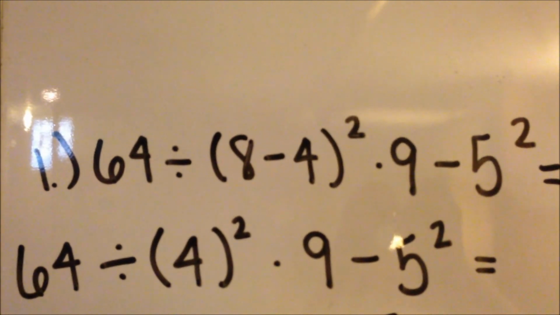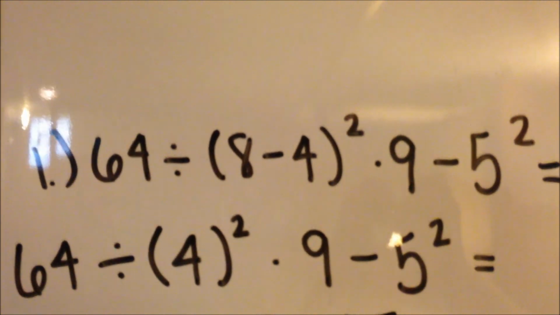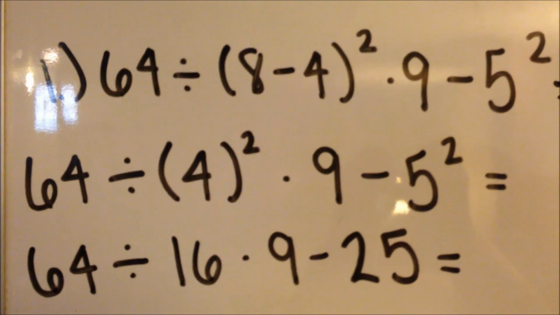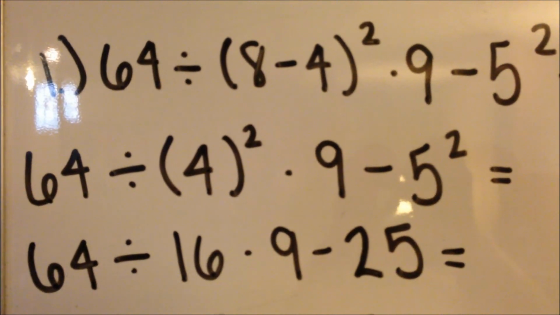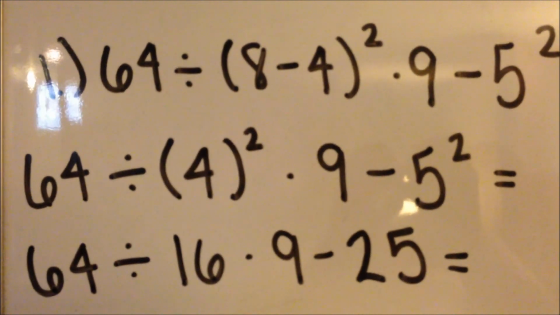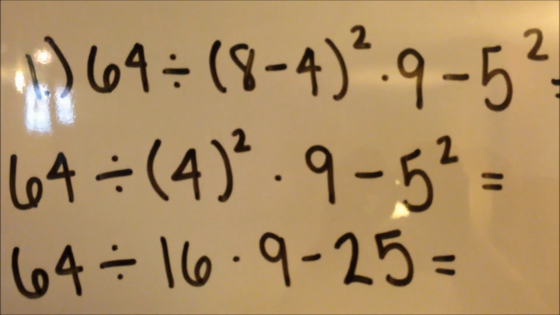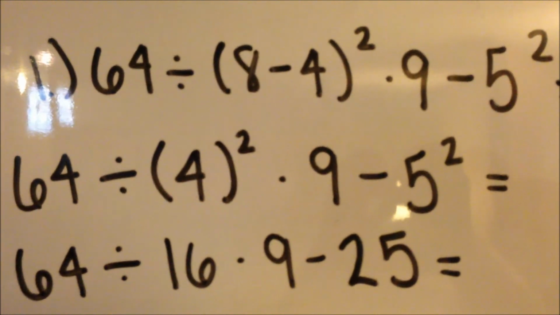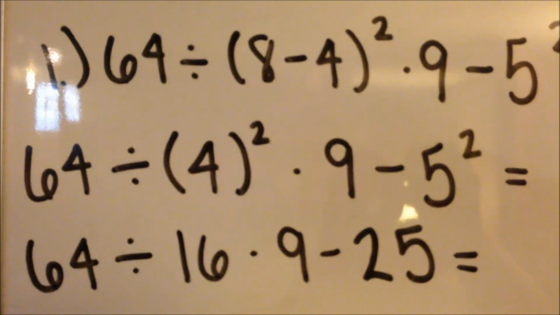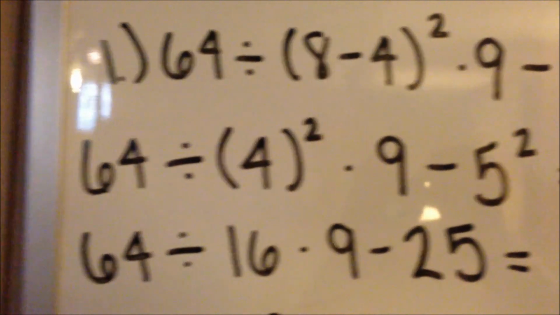The next question is, are there any exponents? There are 2, 4 squared and 5 squared. So, rewriting everything else the same exact way, I have 64 divided by 16 times 9 minus 25. So 4 squared and 5 squared were both evaluated. The next question is, are there any division or multiplication portions? There's a division and a multiplication. You work from left to right.